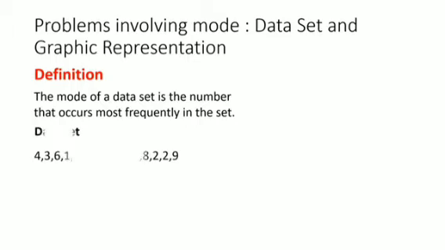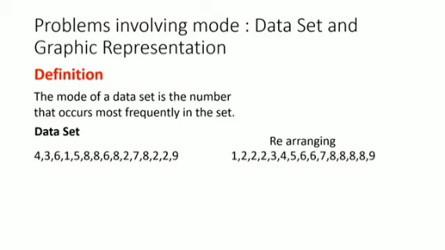Here is an example of a dataset. If we were to find the mode of this dataset, the first thing we will do is to rearrange the numbers so that all the numbers that are the same go next to each other. Let's rearrange this in ascending order. So now that we have this dataset, it is easy to spot the mode. The mode is the number that occurs the most, and this number happens to be 8. So the mode of this dataset is 8.